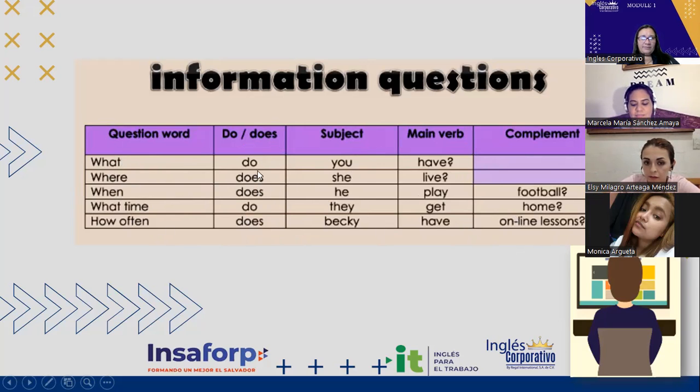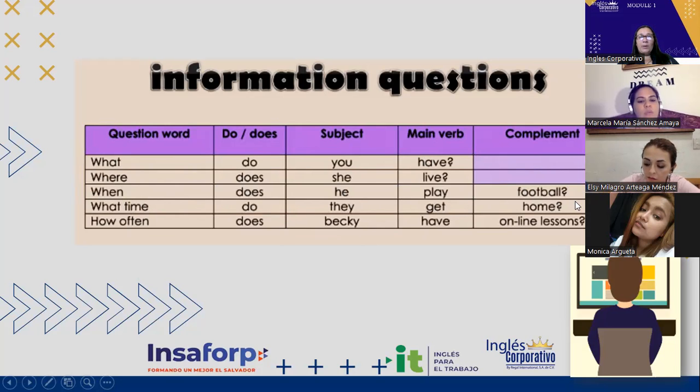Y obviamente ya expliqué que el do siempre va a ser para I, you, we, they. Y el does para he, she, it. Main verb, cuando dice main verb, es el verbo principal de la pregunta. Estudia, trabaja, come, visita, viaja, atiende, supervisa, yes. Entonces, si digo, what do you have? Ya no necesito un complement, hasta ahí ya tiene sentido la question. Where does she live? Ya no necesito un complement. Pero en el caso de, when does he play? ¿Play qué? ¿Juega qué? When does he play football?